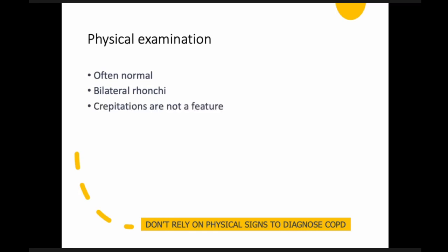Crepitations are not a feature unless there is superadded infection. And during a very severe attack, the airway narrowing is so severe that there is hardly any air movement in and out of the breathing tubes, and the chest may even be silent. So remember, during a severe attack there may not be any rhonchi, and the chest may be just silent when you auscultate.